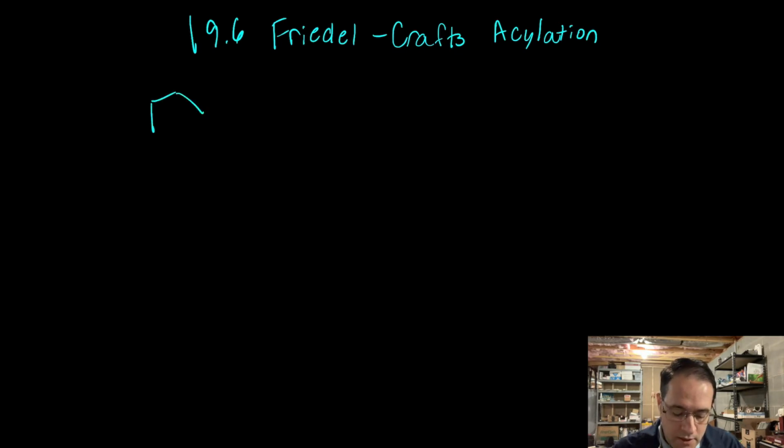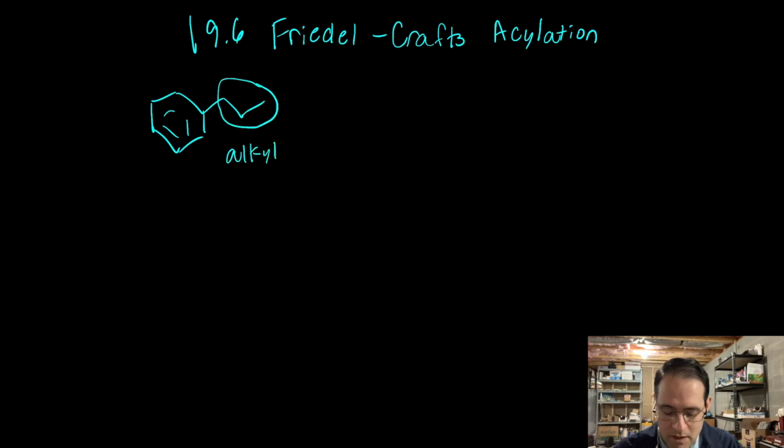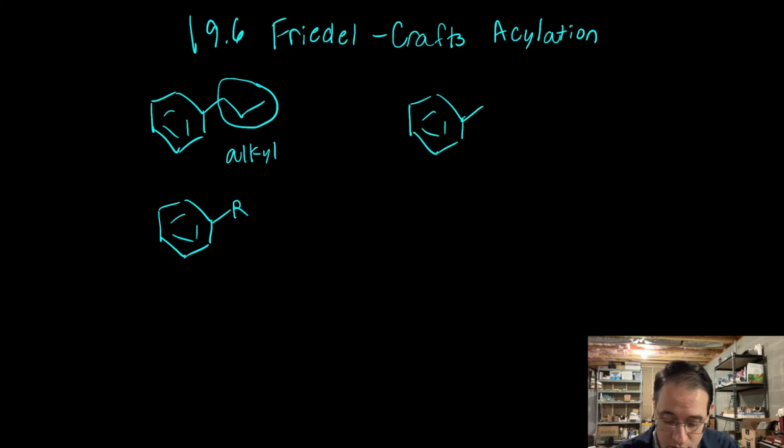Now, when you have an aromatic ring like benzene attached to a propyl group, this is called an alkyl group. Okay? We abbreviate it in chemistry class as an R group, and that can be methyl, ethyl, propyl, butyl, isopentyl, cyclohexyl, any kind of alkyl group without double bonds, and it could be the whole rest of the molecule.